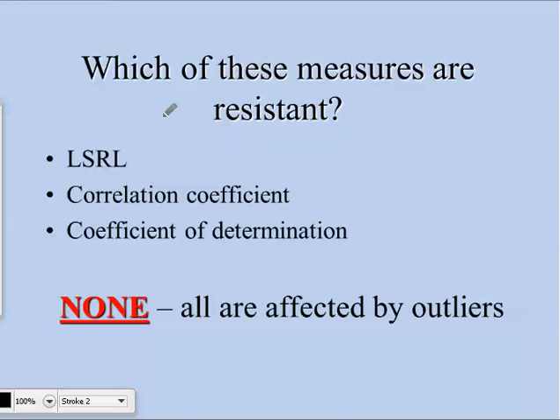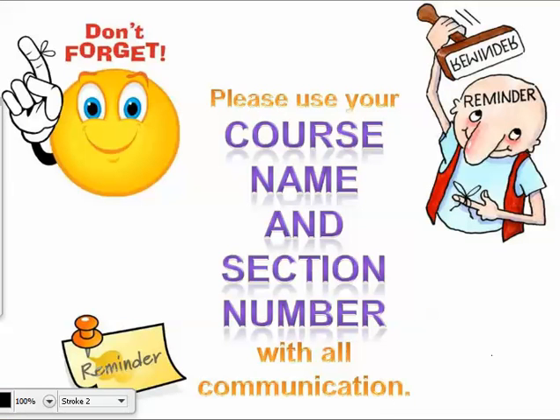What you're trying to get to here is the least squares regression line, the correlation coefficient, and the coefficient of determination. None of these are resistant. They are all affected by outliers. So outliers have a huge impact on this. So maybe we need to look for outliers before we do this type of calculation, right? That's the type of thing that we're looking for, and that's what I was trying to get across in this particular situation.